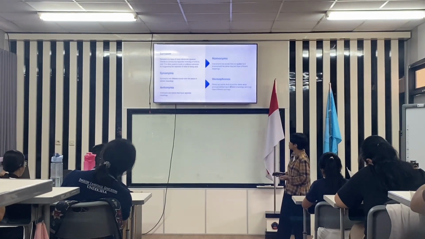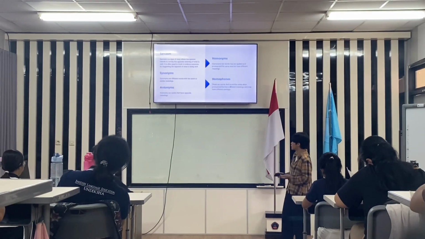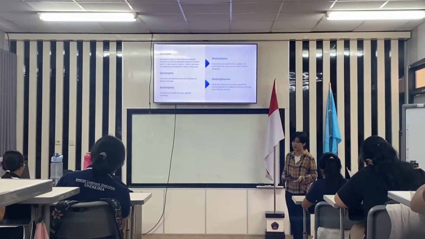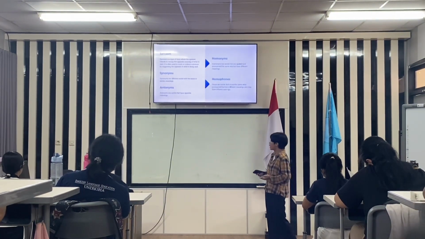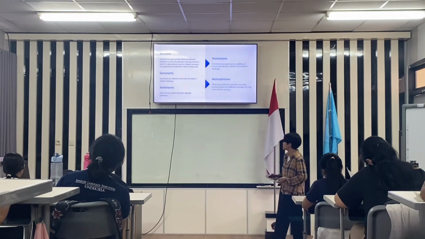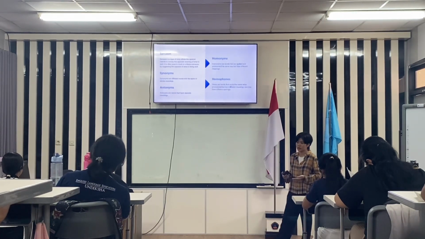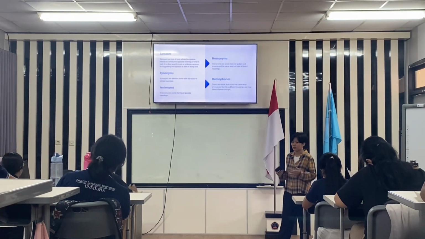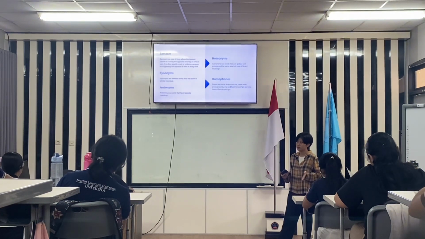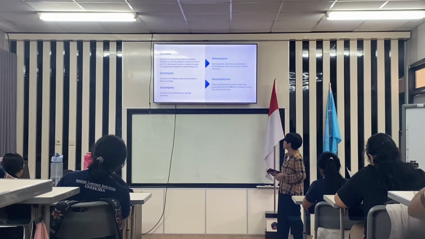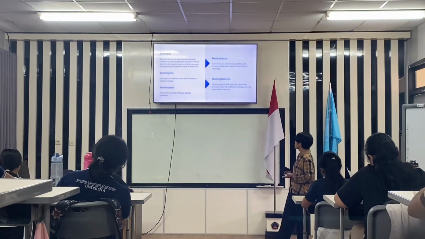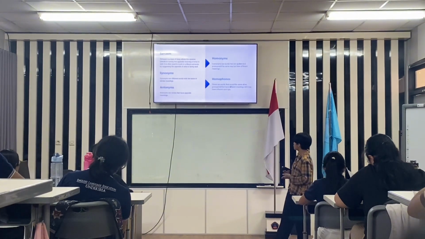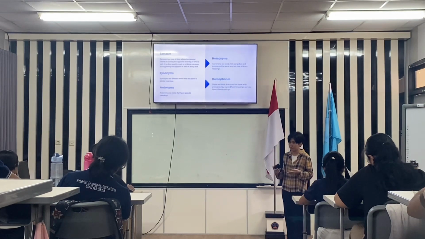Next is synonym. Synonyms are different words with the same or similar meaning, such as joyful, happy, fun. Then we have antonyms. Antonyms are words that have opposite meanings, such as hot and cold, up and down, good and evil. And then we have homonyms. Homonyms are words that are spelled and pronounced the same way but have different meanings.